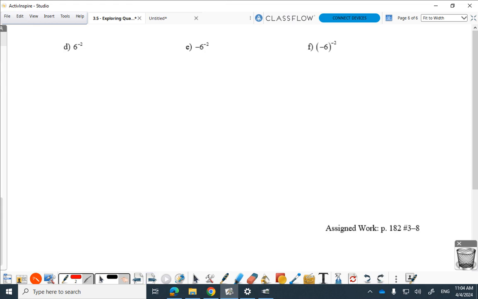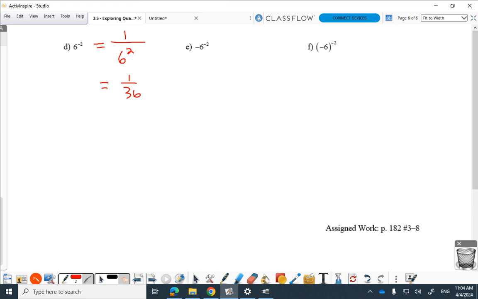4 more to go. 6 to the negative 2. Who's got this? 1 over 36. She's a step ahead of me. I'm going to write it 1 over 6 to the power of 2. I'm okay with what you said, but I'm showing the extra step for people. Somebody at that moment goes, wait a minute, so negative exponents don't mean negative numbers? No, negative exponent means divide. Positive exponent means multiply. Negative exponent must mean divide. And that's how we get the 1 over 36.